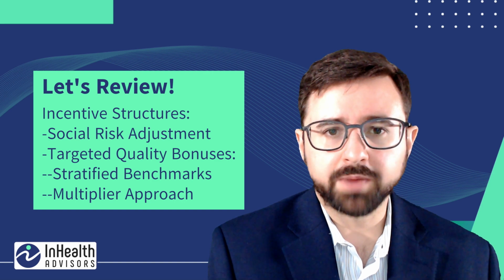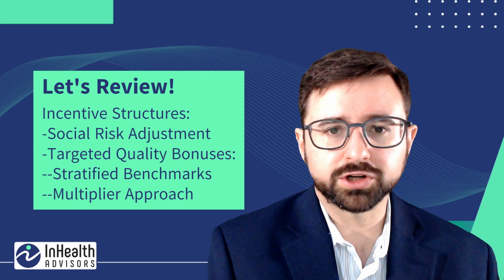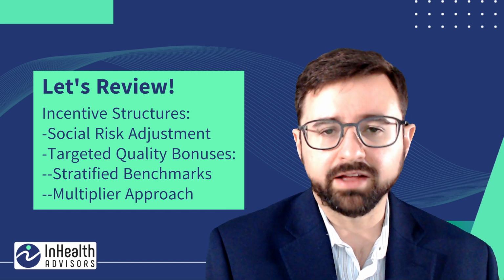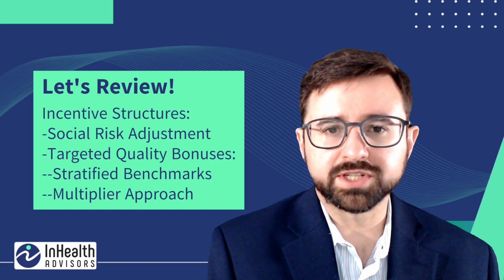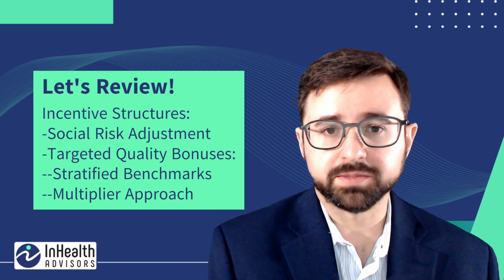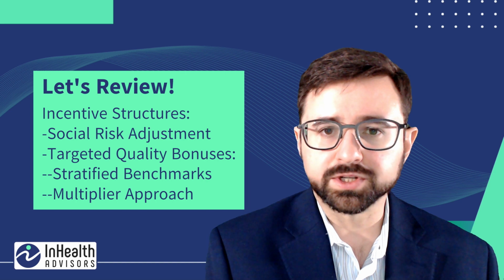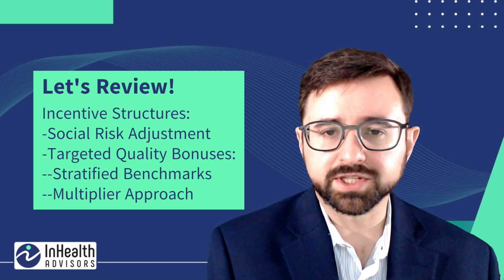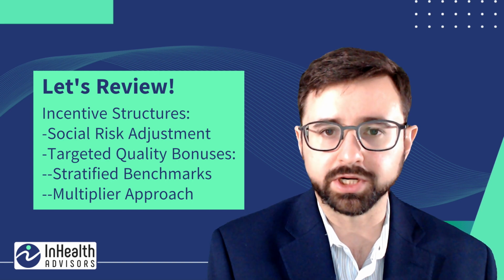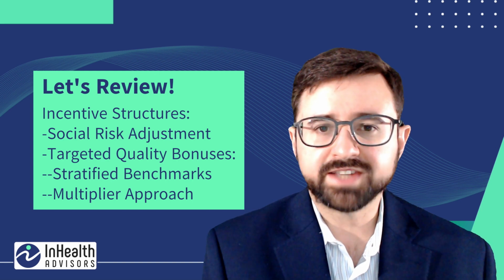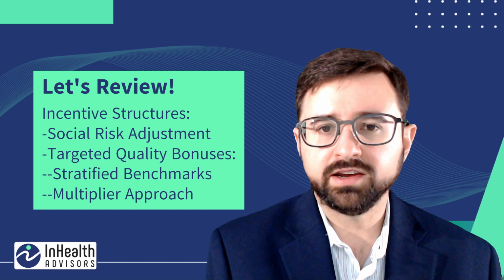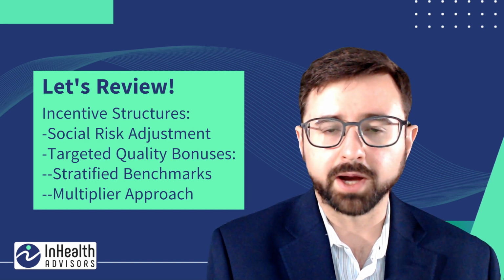First, we talked about two potential ways that you can structure compensation incentives to help address social needs as well as health equity. The first compensation incentive structure involved performing social risk adjustment using a variety of data sources for the purpose of adjusting compensation higher or lower based on the underlying social risk characteristics of the population treated by the provider. The second compensation structure involved a quality bonus that was tied to improving performance for an underserved population.